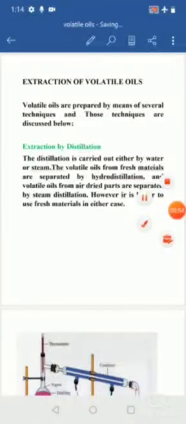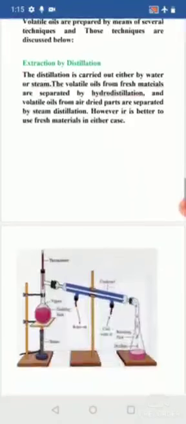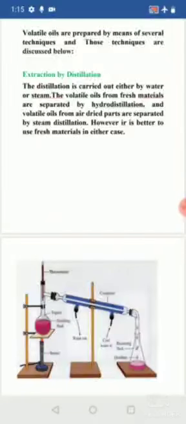For example, we are going to extract by using the distillation method. So here you are going to carry out the extraction by using the distillation process. You are going to take a flask and fill it with water, or with steam, or with alcohol. You are going to boil the solvent. The volatile oil that has a low boiling point is going to evaporate, condense, and collect in the receiver.